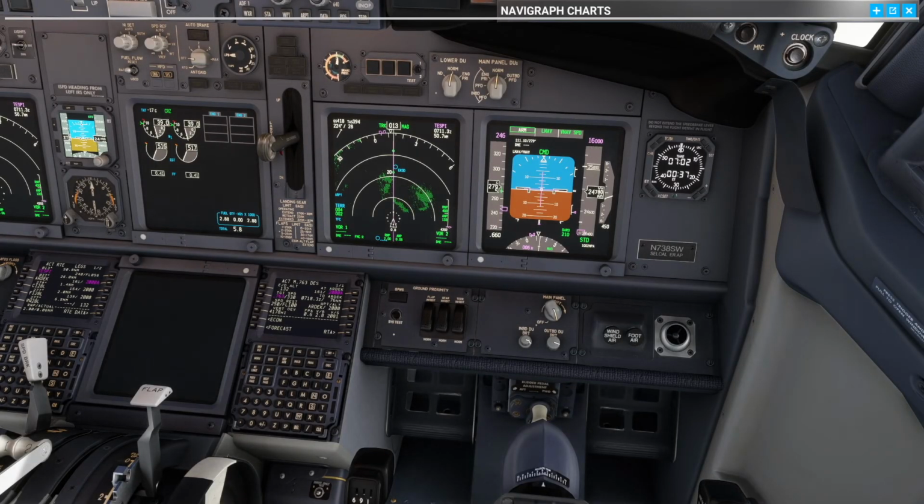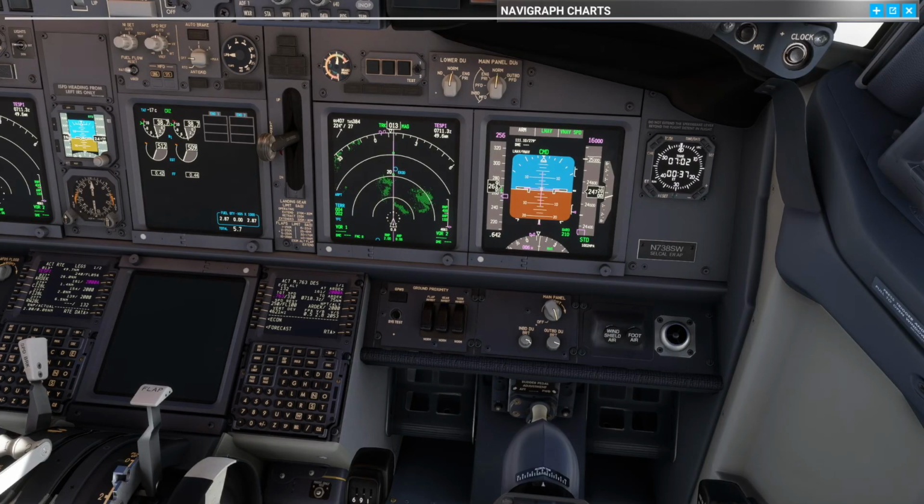Let's get ready, guys. We're deviating a lot from our path right now. Let's try and see if we can recover it in VNAV speed. 4,500 feet too high, guys.